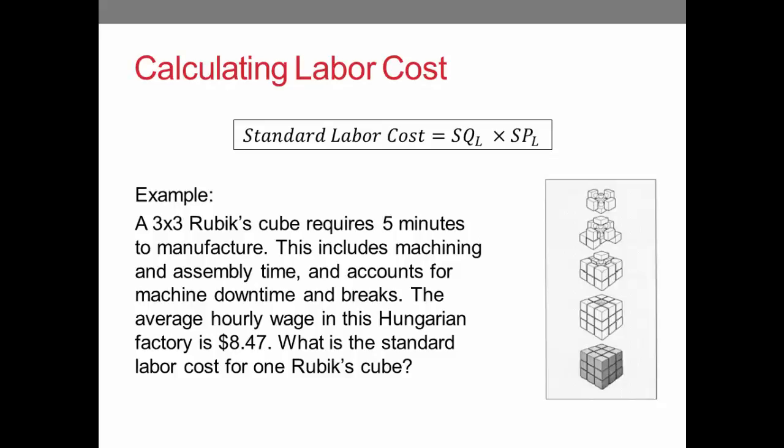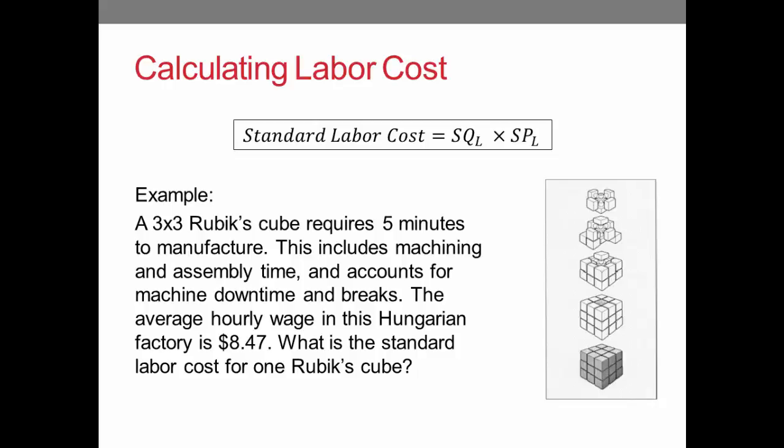So jumping right into our Rubik's Cube example, if we have a 3x3 Rubik's Cube that requires 5 minutes to manufacture in a machine, this includes machining and assembly time and accounts for the machining downtime and labor breaks. The average hourly wage in this Hungarian factory is $8.47, already translated into dollars. And this also assumes that the machine operator has to be with the machine the entire time. They can't leave the machine while it's running. What is the standard labor cost for one Rubik's Cube?